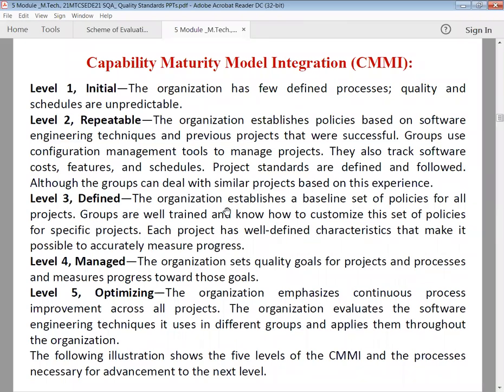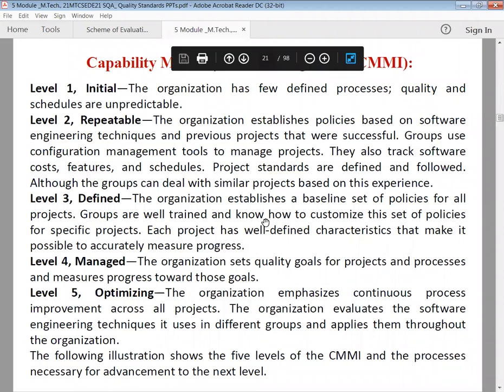And level three is defined. The organization establishes a baseline set of policies for all projects. Groups are well trained and know how to customize this set of policies. So the various teams in your project will have well-defined norms and they are well-trained. Each project has well-defined characteristics that make it possible to actually measure the progress. So if you are following well-defined characteristics, standards and methods, definitely we can get the best result. If you are following the best practices, then we will get the best result.